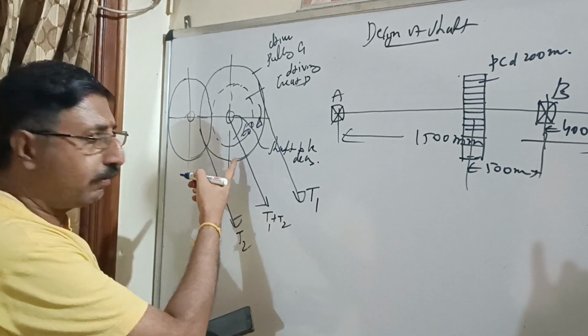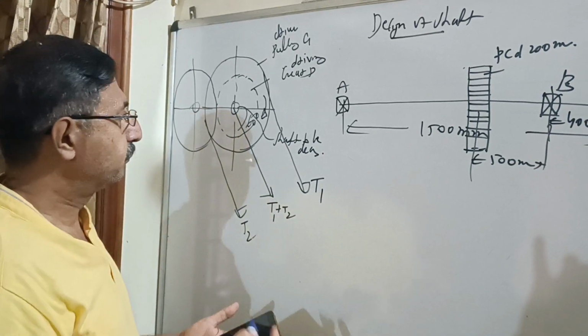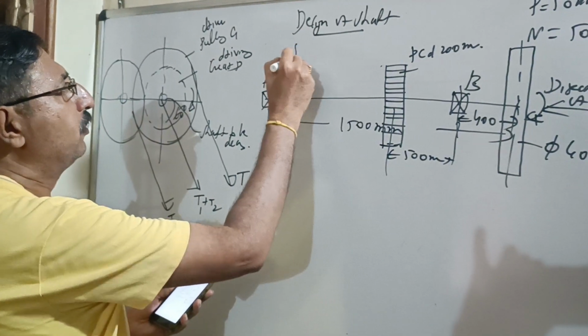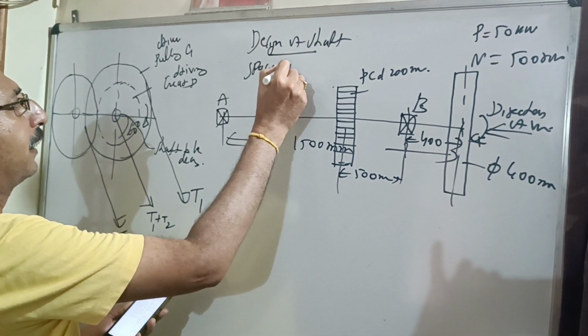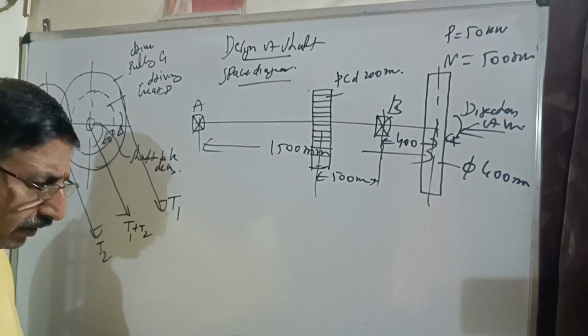Now this gear is going to drive another gear that is located in front of it. Is it clear? Okay. So this is the space diagram. We have shown the space diagram here. What is called a space diagram?